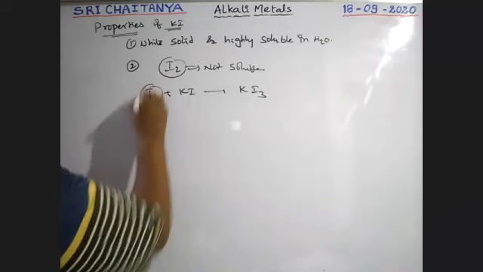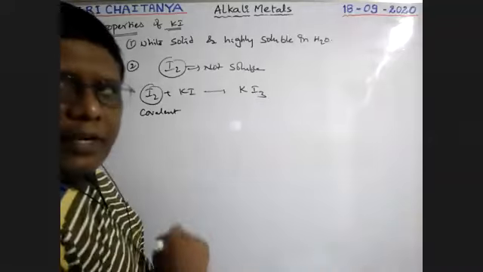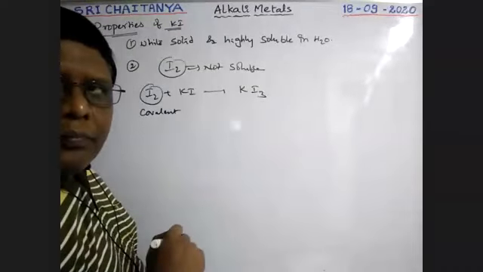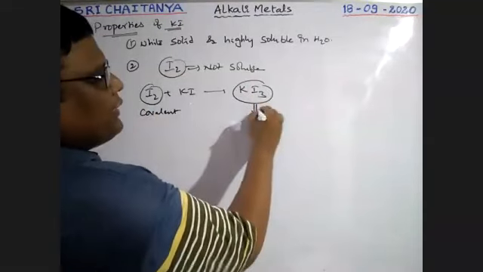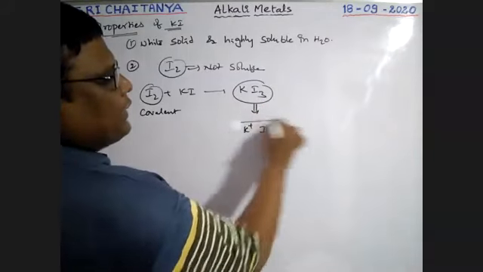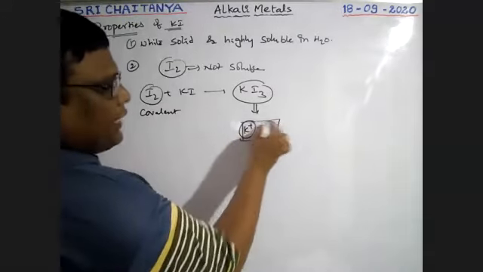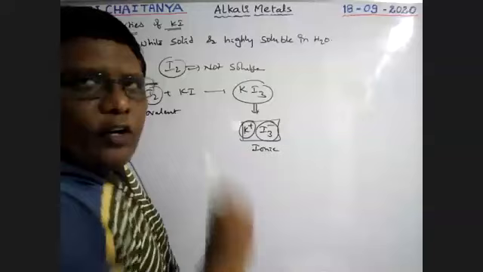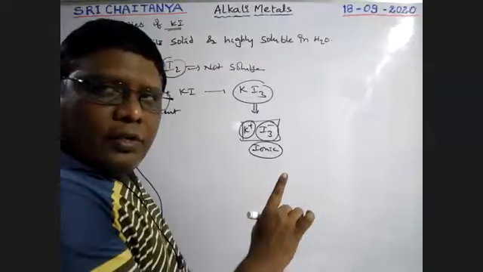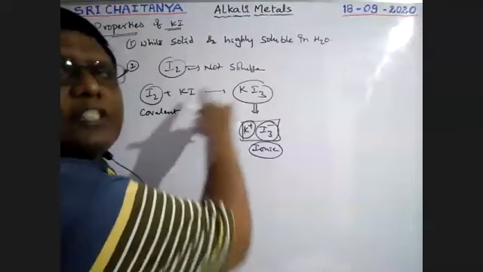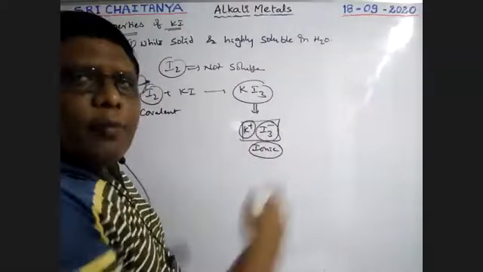Actually I2 is covalent. Covalent substances are not soluble in polar solvent. That's why it is not soluble in water. But when I2 reacts with potassium iodide, it converts into KI3. What is this KI3? It is nothing but K+ ion and I3- ion, the triiodide or polyiodide ion. It is an ionic compound. Because of formation of this ionic compound, this iodine in the presence of KI is soluble in water. There is no I2, it is converted into KI3.